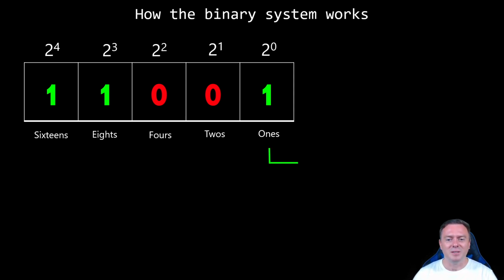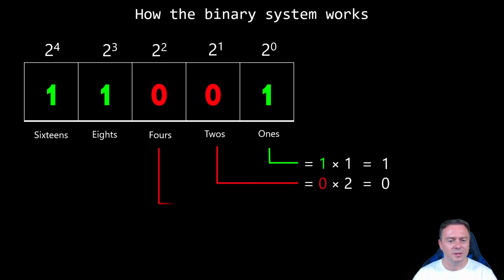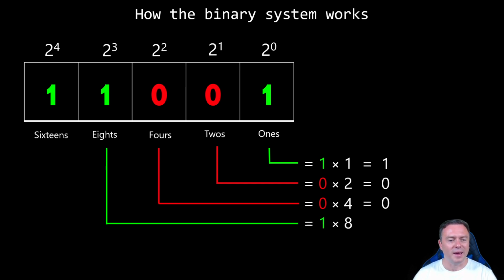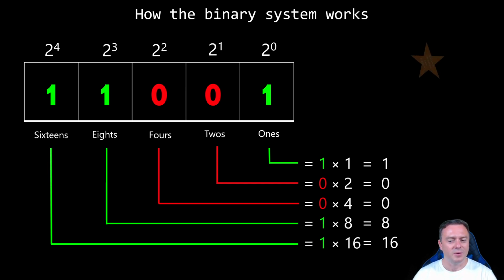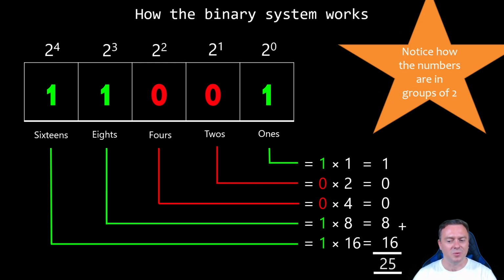So if we look at it, that means I have one lot of 1, no lots of 2, 0 lots of 4, 1 lot of 8, and 1 lot of 16, which adds together and gives us 25. How cool is that? So 25 in our decimal number system is the same as 11001 in the binary system. So now we have a way that a computer can understand our numbers, because they understand what on and off is, which is what this number system does. Hopefully that helps.